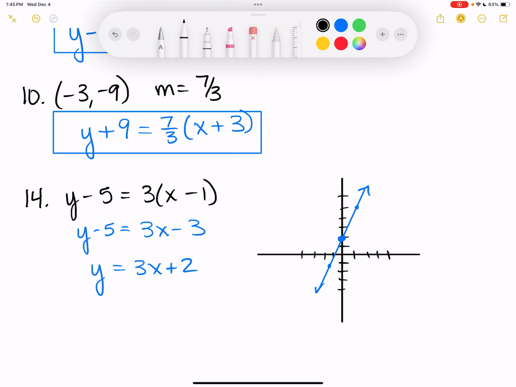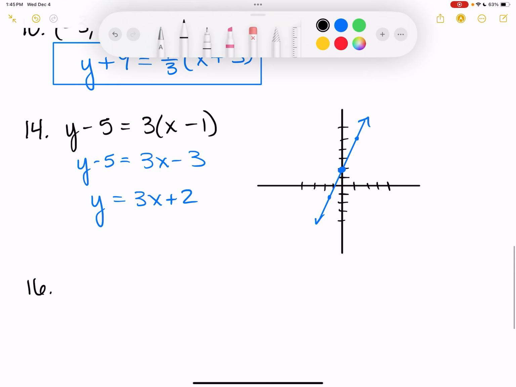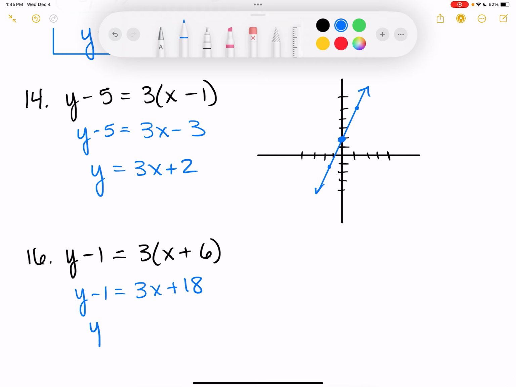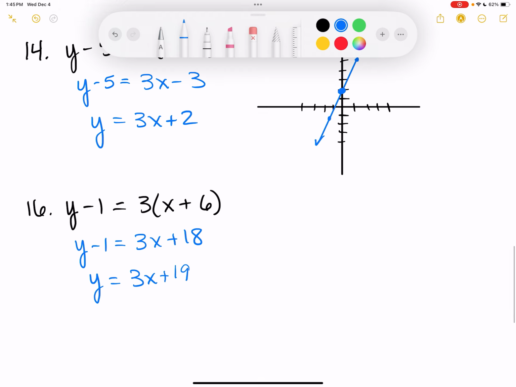Number 16, another graphing one. Y minus 1 equals 3 times x plus 6. So distribute. Y minus 1 equals 3x plus 18. Add the 1. Y equals 3x plus 19. So now, this one is pretty big, right? Like 19 is a pretty big number. So I think I'm going to count by 3s on my y-axis, okay? Because I'm trying not to make my graph so large.